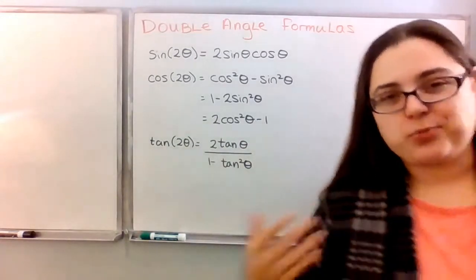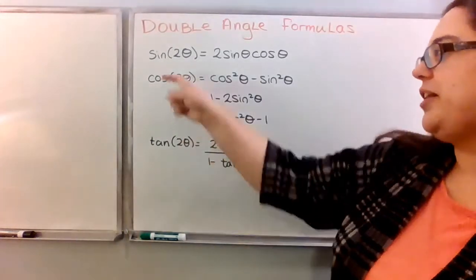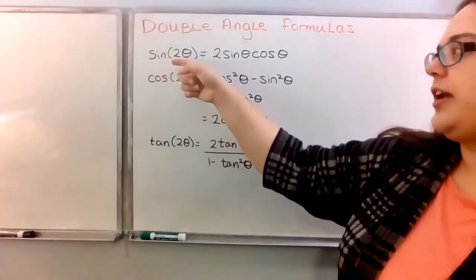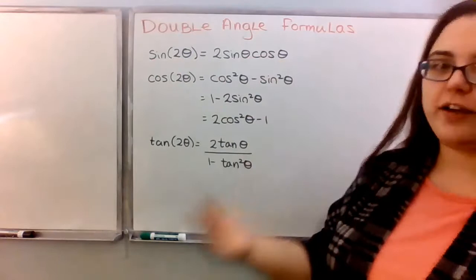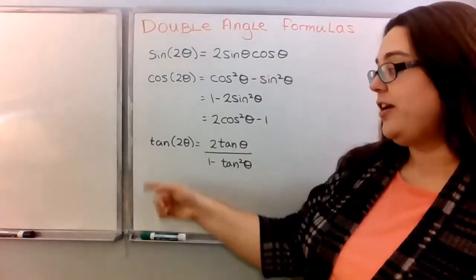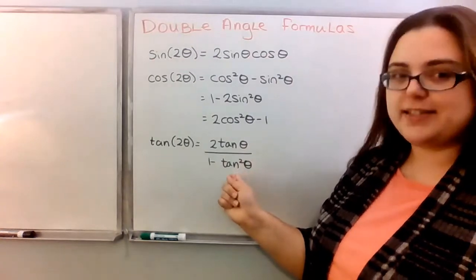So one thing that's weird about the double angle formulas is that we have one double angle formula for sine. So sine of 2 theta is 2 sine theta cos theta. And we have one double angle formula for tangent. So we have tangent of 2 theta is 2 tan theta over 1 minus tan squared theta.